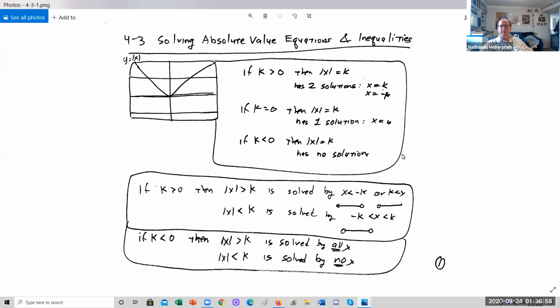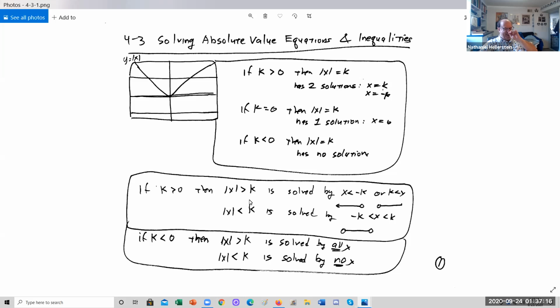Anyhow, so if k is less than 0, then the absolute value graph and the y equals k graph, they don't meet at all. Absolute value of x equals k has no solution. Absolute values are always greater than or equal to 0, so we can't have it, it'd be negative.